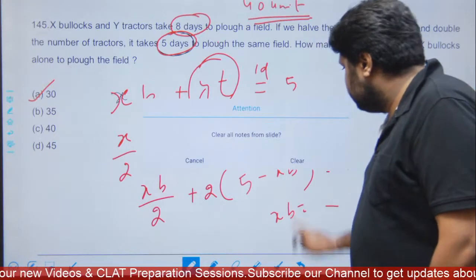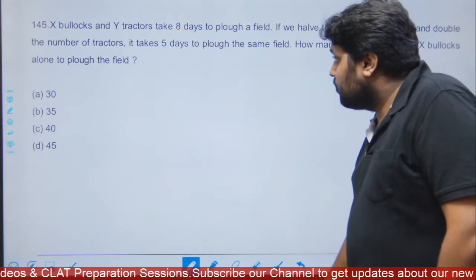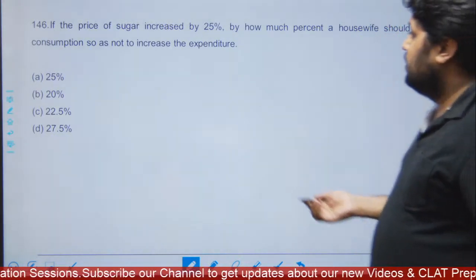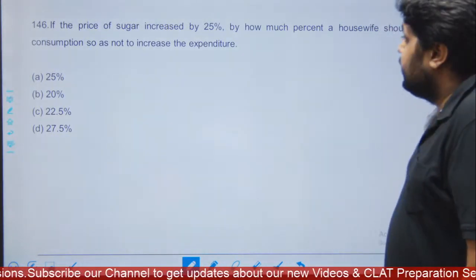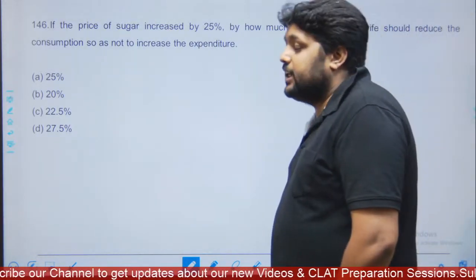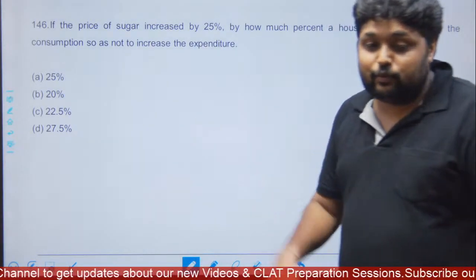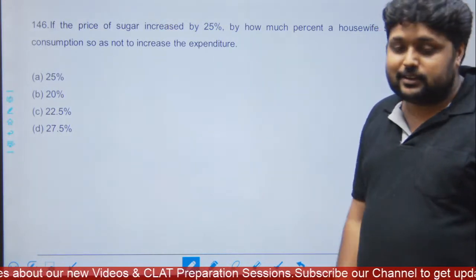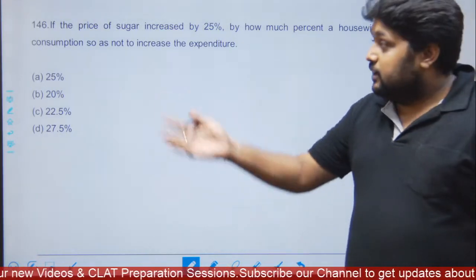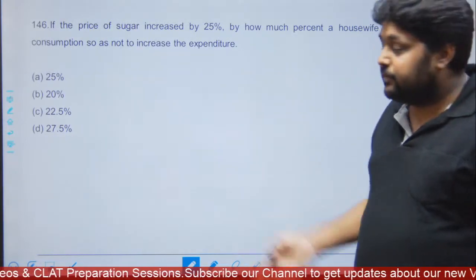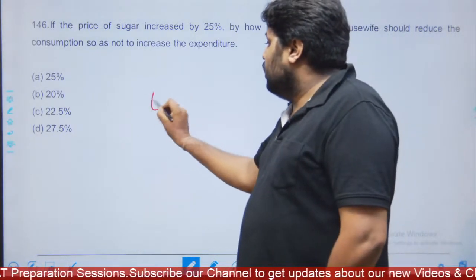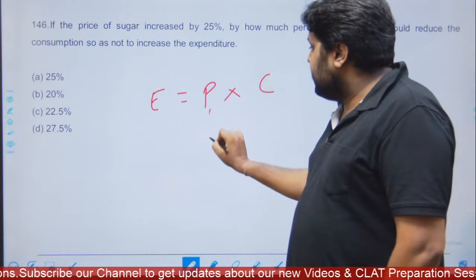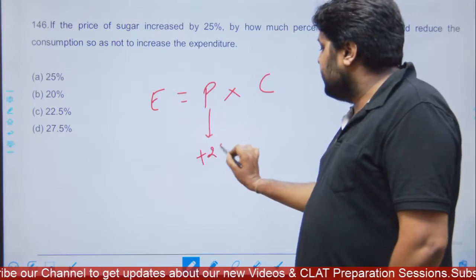Now next one. If the price of sugar increased by 25%, by how much percent should a housewife reduce the consumption so as not to increase the expenditure? We have solved this type of question in class, the start of successive percentage change, and I would say the exact question we have solved in class. So we all know expenditure is equal to price into consumption. Price is increased by 25%.